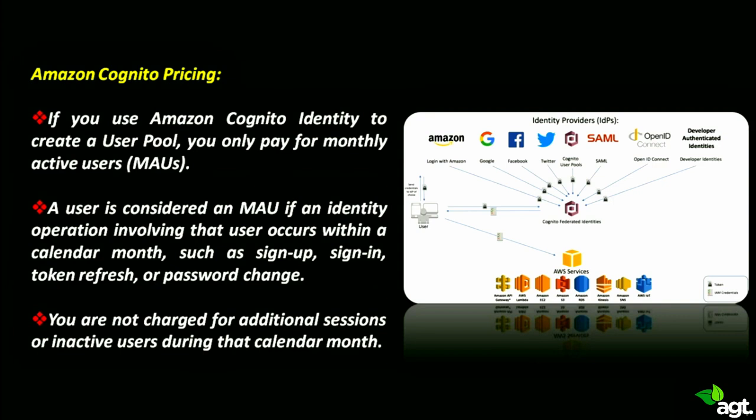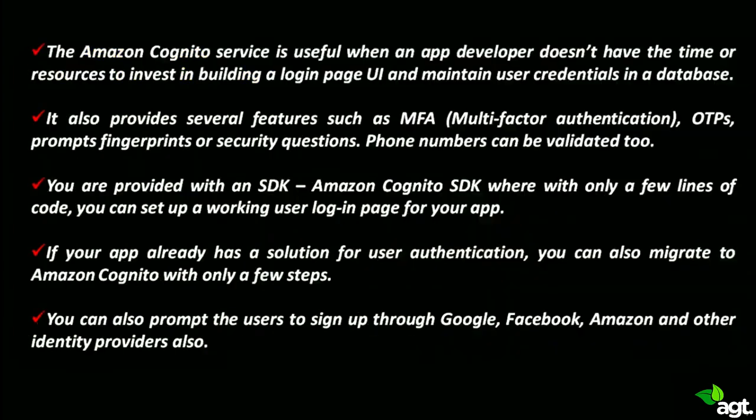We already discussed this in lecture 1. The pricing of Amazon AWS Cognito follows the pay as you go concept, just like many other AWS services, and no minimum charges are levied. If you use Amazon Cognito Identity to create a user pool, you only pay for monthly active users. A user is considered an MAU if an identity operation involving the user occurs within a calendar month, such as sign up, sign in, token transfers or password change. You are not charged for additional sessions or inactive users during that calendar month.